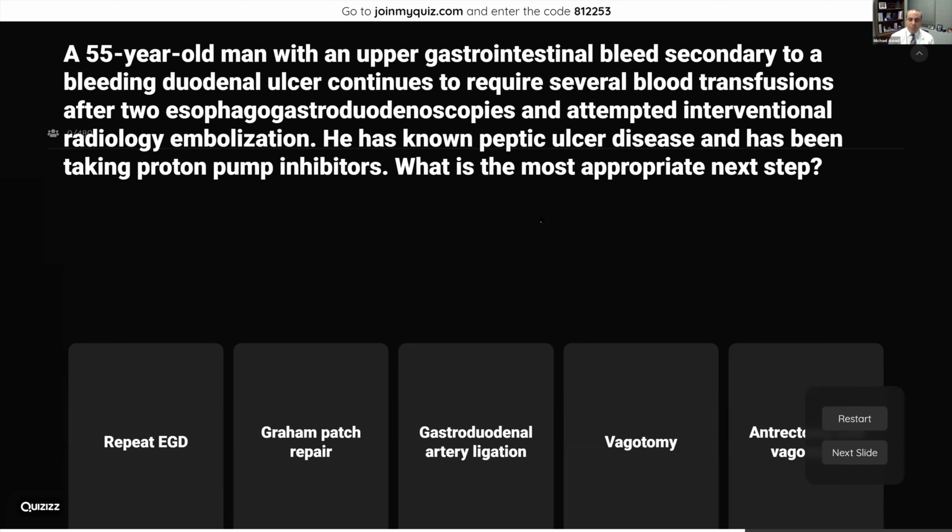If the patient is stable in the operating room, a vagotomy and pyloroplasty would be indicated in this patient because of the known peptic ulcer disease.